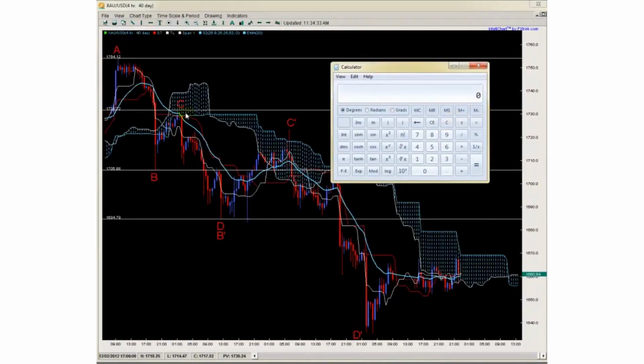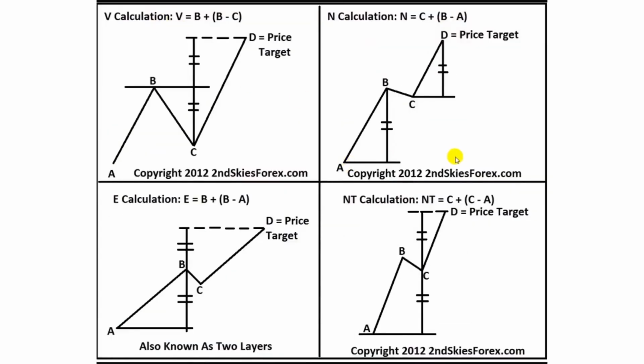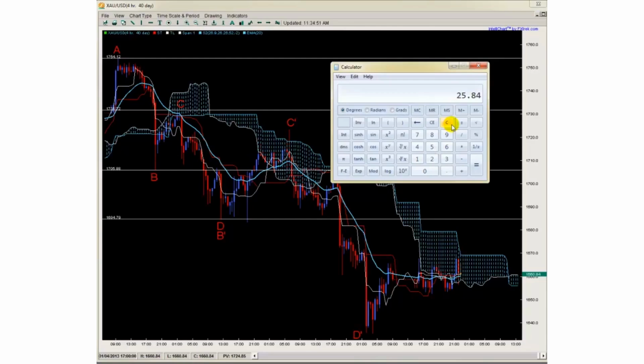So let's take a look at this here. Here's C. C is 1731.72, and this is 1705.88. So let's take 1731.72 minus 1705.88. What do we get? 25.84. Going back to our V calculation here, we need to subtract this value from B. So here we've got 25.84, and we're going to subtract it from B.